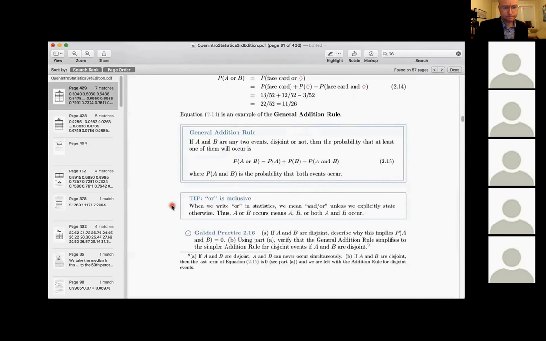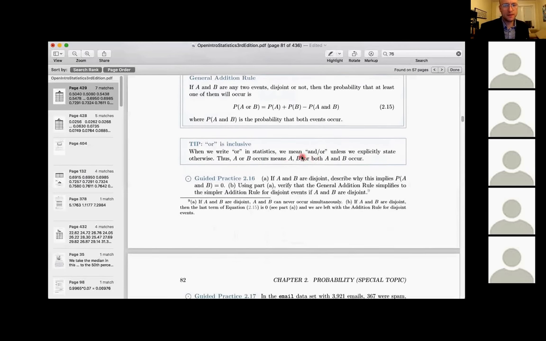I think that's all I want to say here, except just remember, when you say "or," replace it in your mind with "and/or." What's the probability of A and/or B?